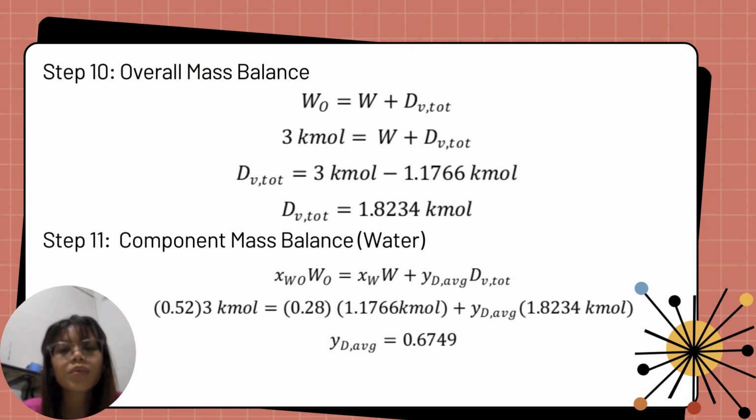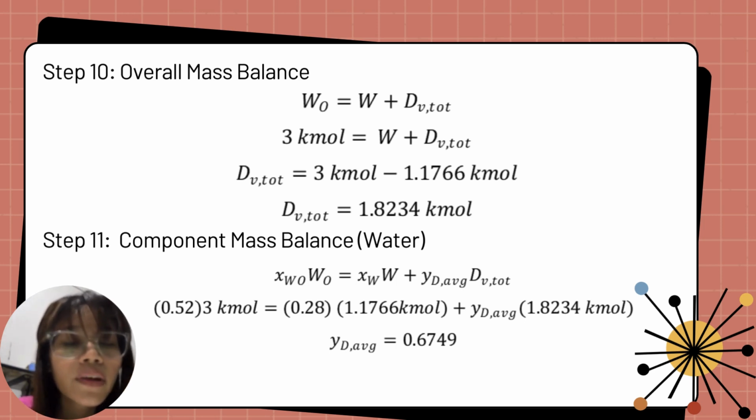To determine the total amount of distillate vapor collected, we can do an overall mass balance. So the feed is equal to the final amount in the still pot plus the total amount in the distillate vapor. In the previous calculation, we were able to calculate for the final amount in the still pot. So substituting the values, the total amount of distillate vapor collected is equal to 1.8234 kilomole.